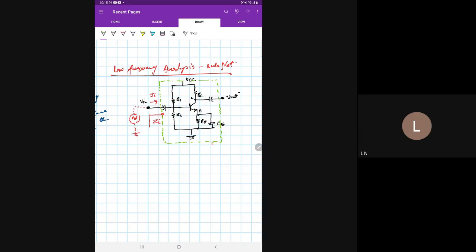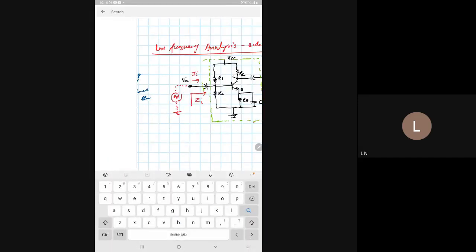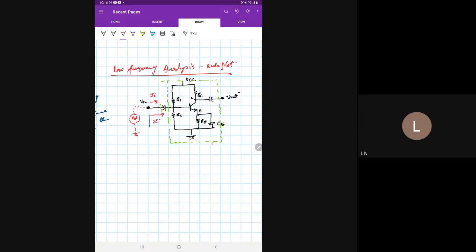This amplifier will have a net input impedance equal to Zi, and a net output impedance equal to Z output. So this is Z of I.